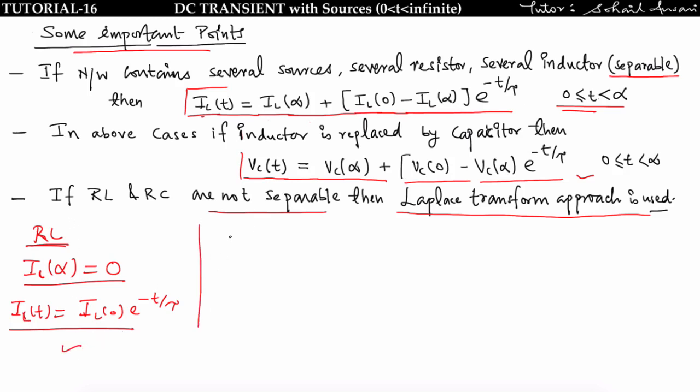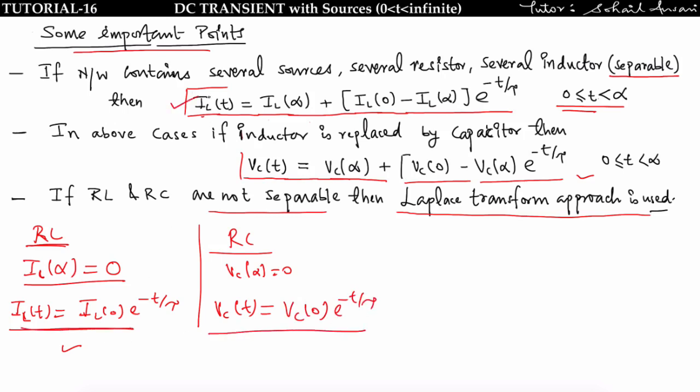Got it? Similarly for the source free RC circuit, if we put Vc of infinity equal to 0, because at steady state all the energy present in the capacitor will get dissipated across the resistor, so Vc of infinity in the case of a source free RC circuit will be 0. Put Vc of infinity here, and you will get the same equation that we discussed earlier while solving problems based on the RC circuit, that is Vc of 0 times e to the power minus t upon tau. So these two formulas are applicable for source free RL and RC circuits also. Only you have to put IL of infinity equal to 0 and Vc of infinity equal to 0.